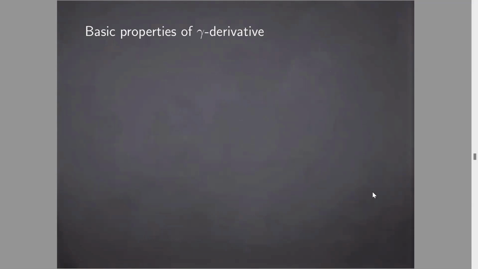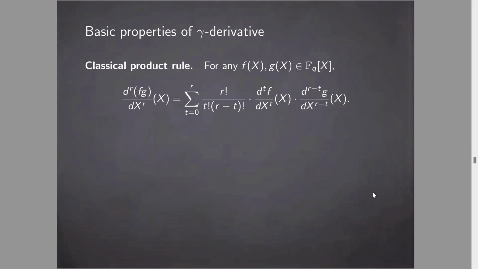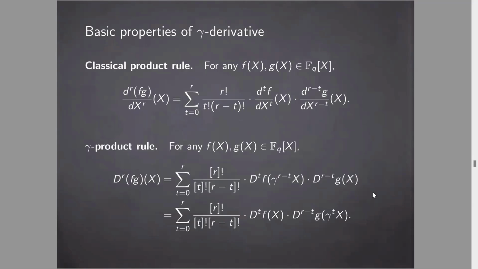The similarities continue. For example, we have the classical product rule, which expresses the derivative of a product f times g in terms of derivatives of f and derivatives of g. We also have an analogous gamma product rule, which expresses the gamma derivative of f times g in terms of the gamma derivatives of f and g.